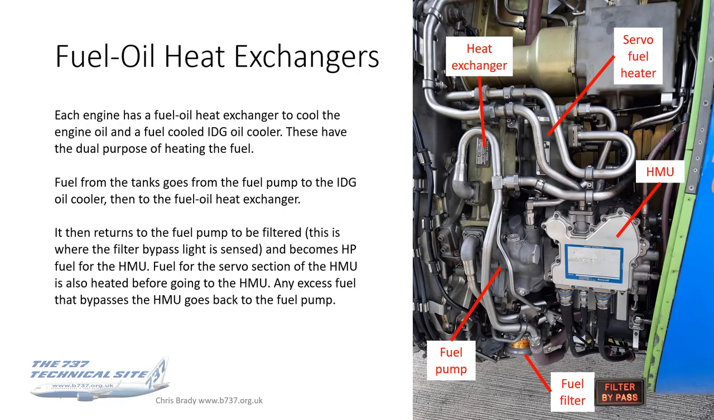And the other heat exchangers that use fuel are the fuel oil heat exchangers, and there are actually two of these on each engine. There's one for engine oil and one for IDG oil, because if you remember, they're separate. And these not only cool the oil, but they also heat the fuel, as of course does the hydraulic heat exchanger. Heating the fuel is quite useful. Realistically, unless you're in a BBJ doing a ridiculously long flight, fuel temperature shouldn't be an issue for most of us. But if you are doing a very long flight on a BBJ, then this is valuable.